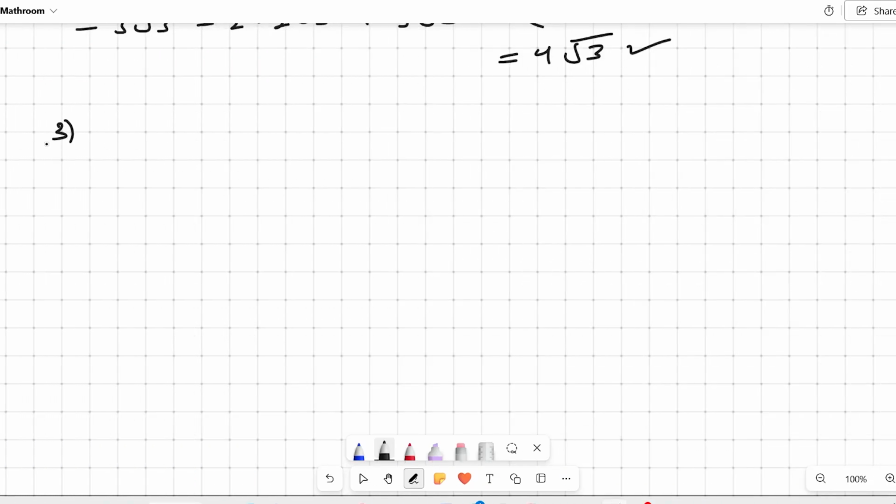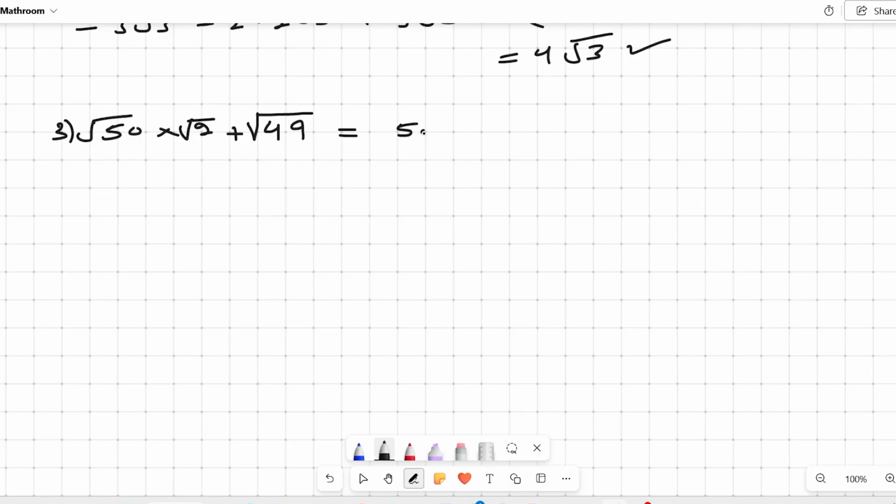Question number 3. The square root of 50 times the square root of 2 plus the square root of 49. As you know, these two radicals have the same index, and I can write them in one under one radical. So 50 times 2 plus the square root of 49, which is 7.